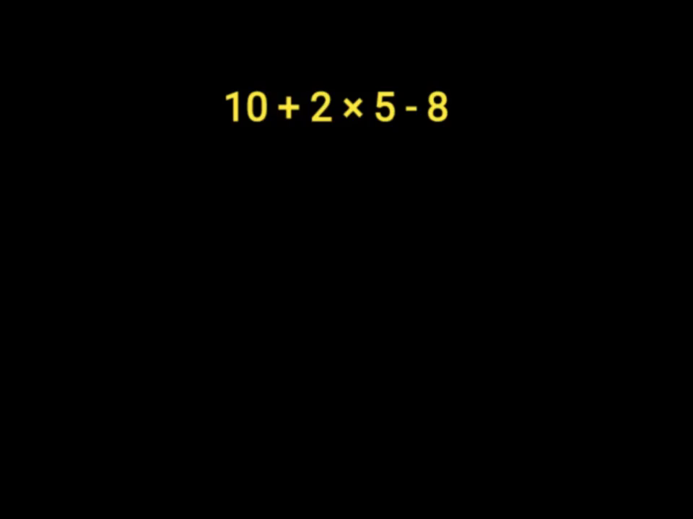10 plus 2 times 5 minus 8. 10 plus 2 will give us 12. Then we have 12 times 5 minus 8. 12 times 5 will give us 60. Then 60 minus 8 is equal to 52.